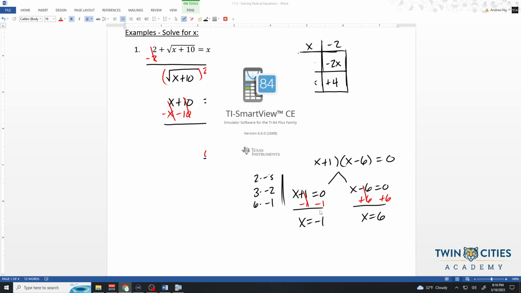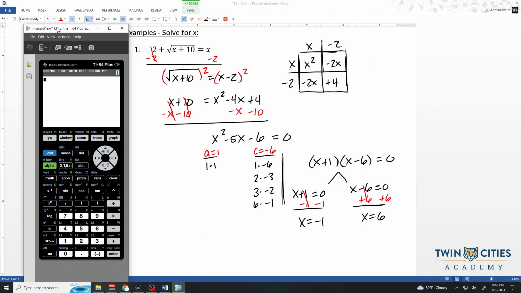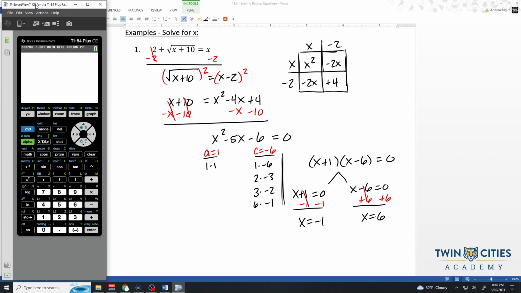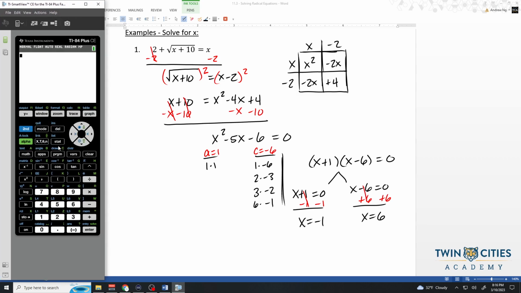And what we're going to do is just plug this in. Okay, perfect. Let's bring that over here. And say 2 plus the square root of x is going to, let's plug in -1 first. -1 plus 10. All right, that is 5.